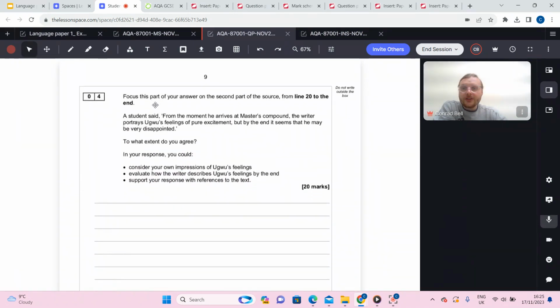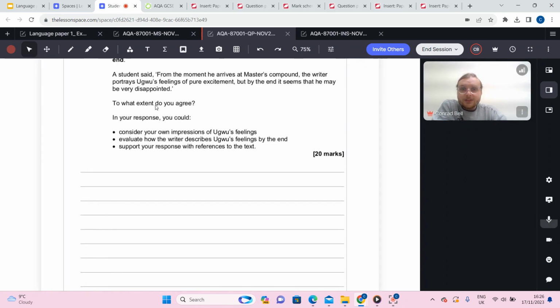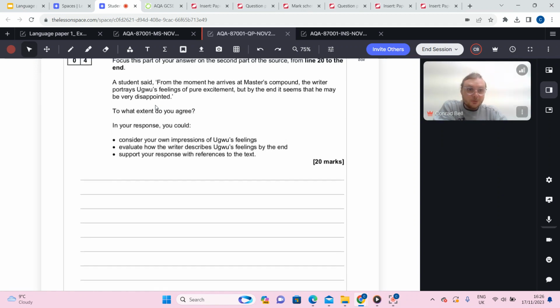So here it says focus this part of your answer on the second part of the source, from lines 20 to the end. A student said, "From the moment he arrives at Master's compound, the writer portrays the character's feelings of pure excitement. But by the end, it seems he may be very disappointed." To what extent do you agree?